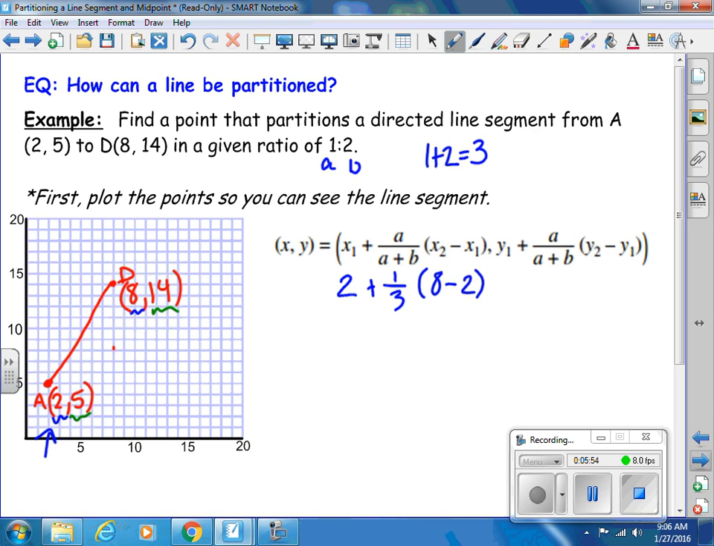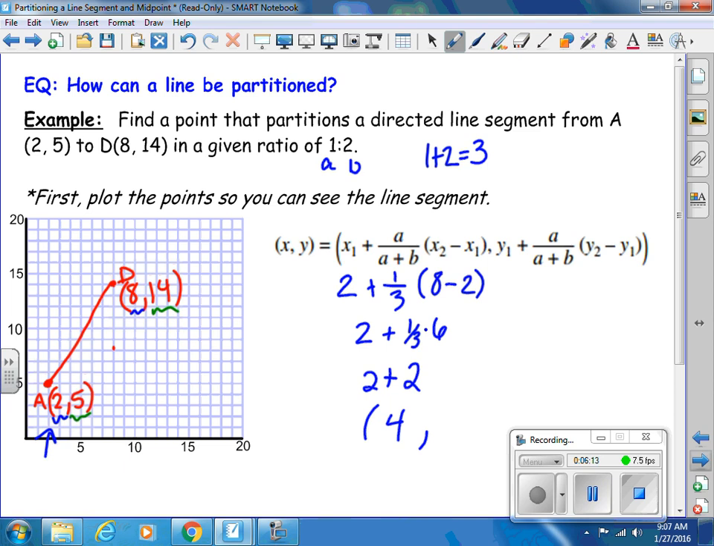So what is 8 minus 2? Well, you say, that's easy. That's 6 times a third. So if we do 6 times 1 and divide it by 3, we get 2. And we add that original X value, and we get 4.